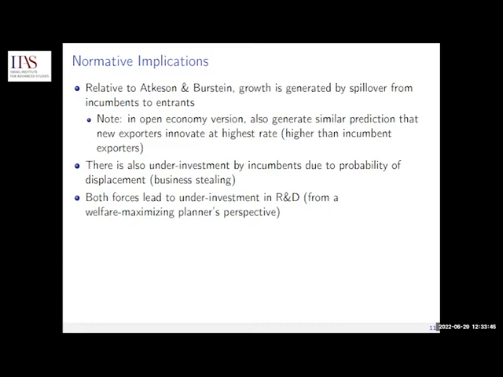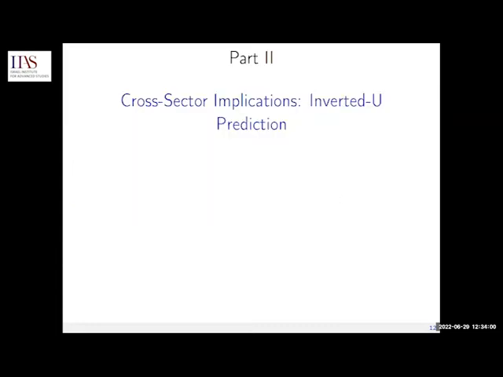So this is a model that can address this tension, that can say, look, competition can potentially increase innovation, or it can reduce innovation, because the model features both of those forces. And the tension is reflected in the empirics.